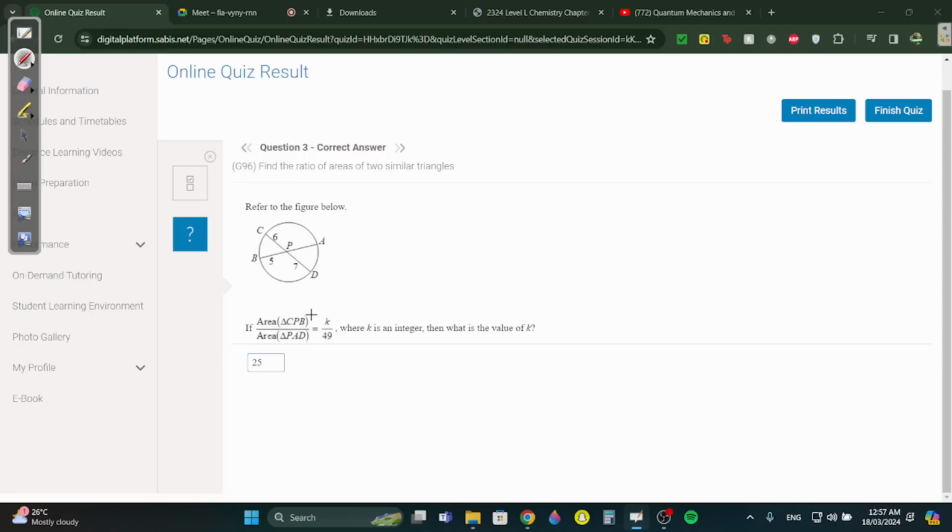We want 2 corresponding sides from CPB, which is this one over here, and APD. The corresponding are 5 and 7. For CPB, which is 5, APD is 7, so 5 over 7, and it has to be squared. 25 over 49.